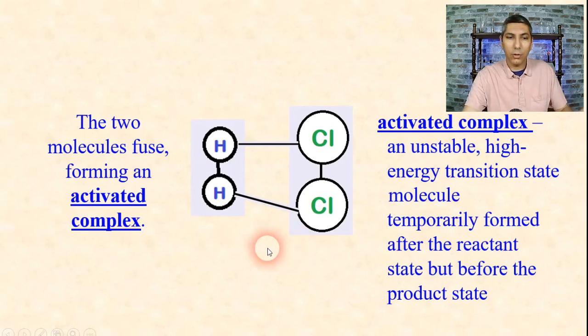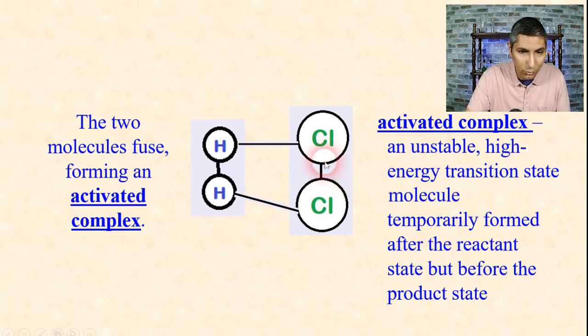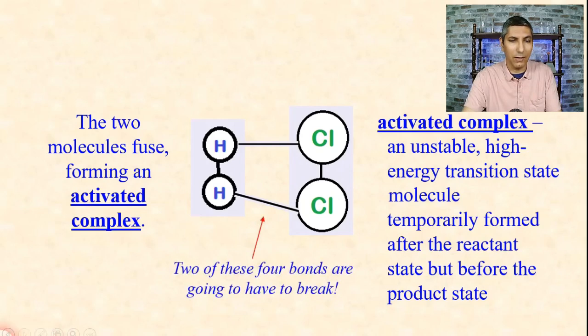At this point in the course, you've probably learned that hydrogen has one valence electron, and so it can't really make two bonds, can it? Likewise, chlorine has 7 valence electrons. It's trying to get the octet. It really doesn't have room to make two bonds like we see here. So this is not going to last very long. The fact is that 2 of those 4 bonds are going to have to break.